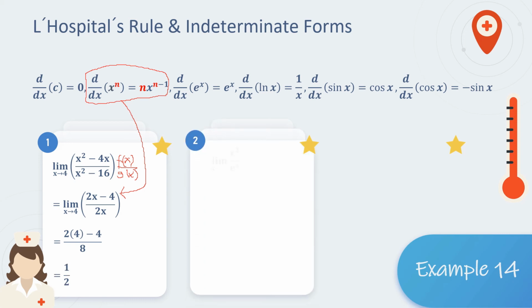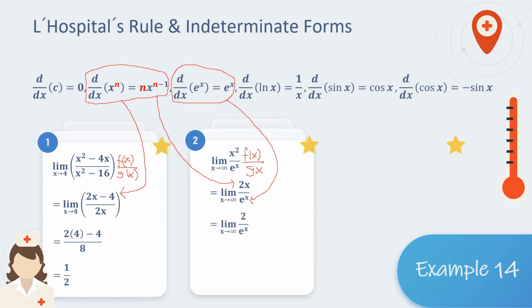Second example, given the following function. Differentiate the numerator and denominator by using L'Hospital's rule. Differentiate the numerator and denominator for the second time. Substitute infinity into the function of x, and the answer is 0.